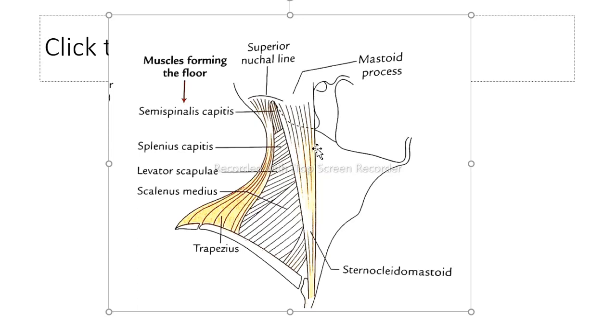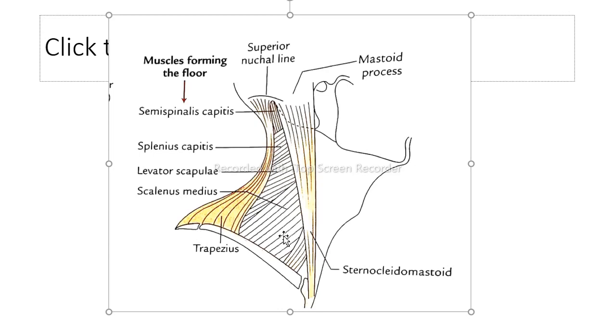So the floor of the triangle. The boundary anteriorly is the sternocleidomastoid muscle, posteriorly the trapezius muscle. And here is the clavicle, sternum, manubrium sterni, scapula, the spine of the scapula and the acromion process.